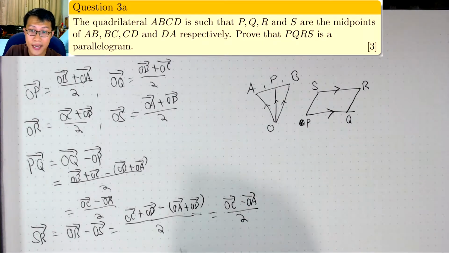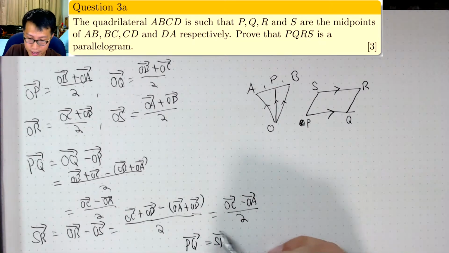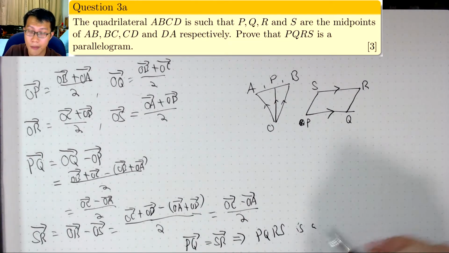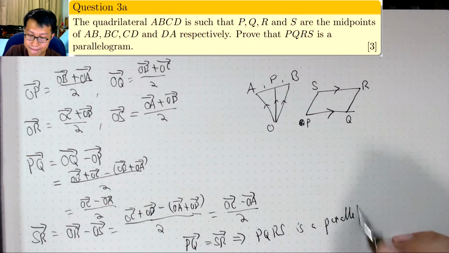This shows us that PQ is exactly (OC minus OA) over 2, and SR is also (OC minus OA) over 2. So PQ is equal to SR. Hence, PQRS is a parallelogram, answering the question.